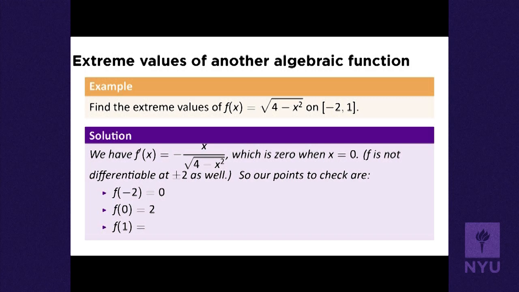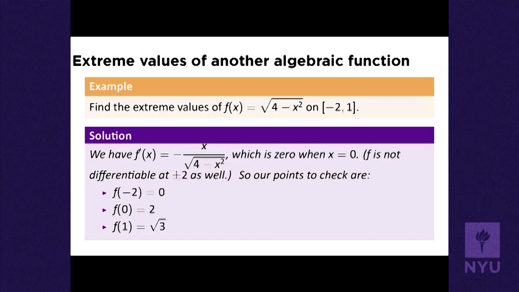Okay. Now, can we plug negative 2 into the derivative? No, because we already used the derivative to get negative 2 as a critical point. We need to plug it into the function. We're trying to compare values of the function. So what's f of negative 2? 4 minus negative 2 squared is 0. The square root of 0 is 0. What's f of 0? F of 0 is 2. F of 1 is square root of 3.